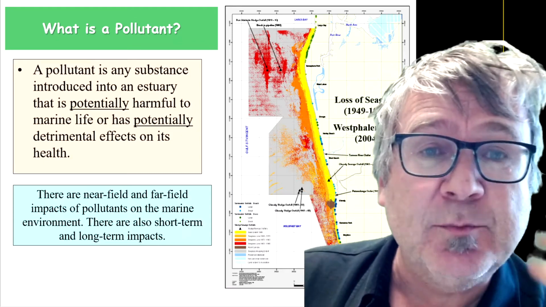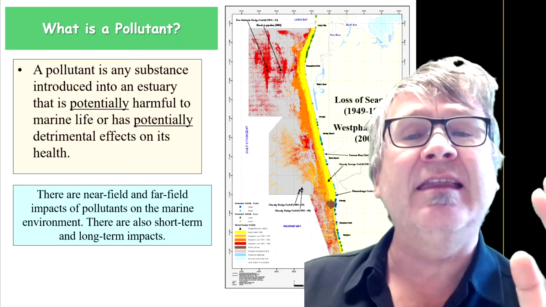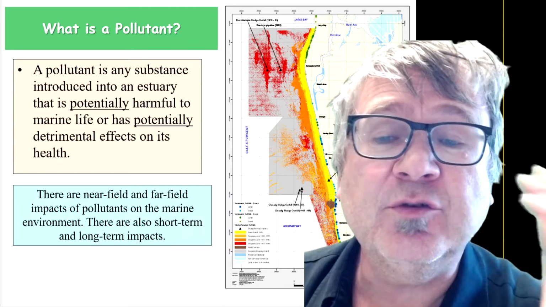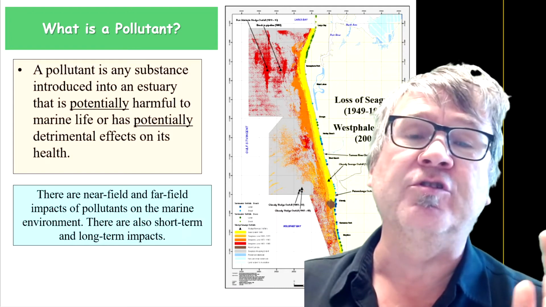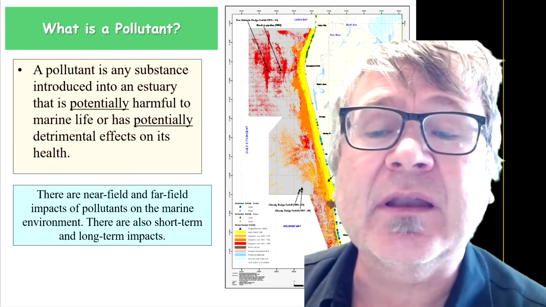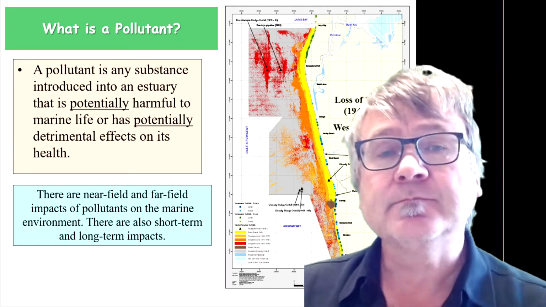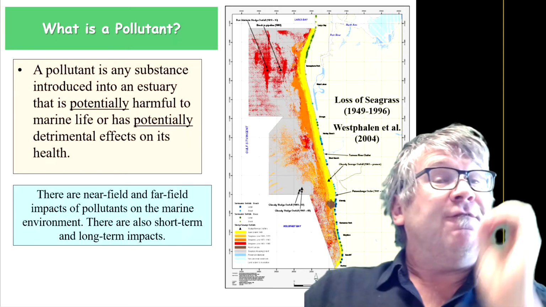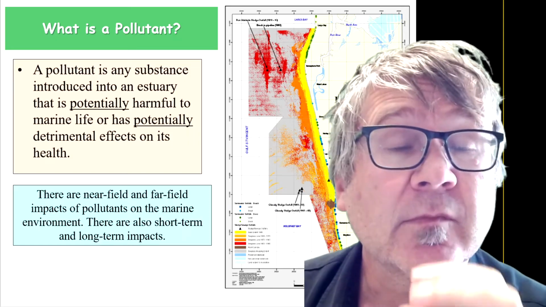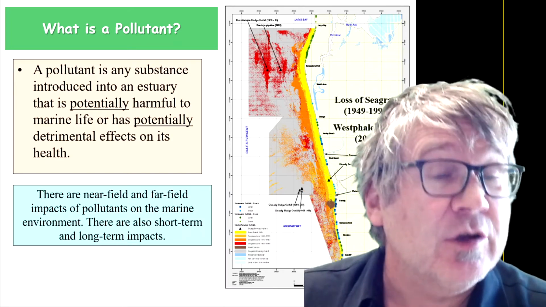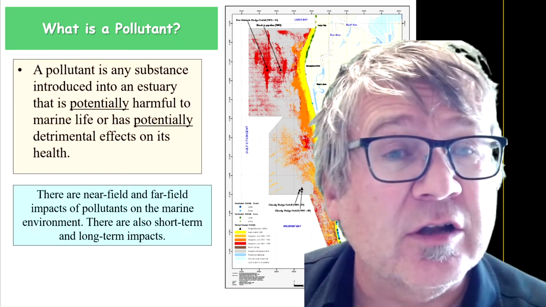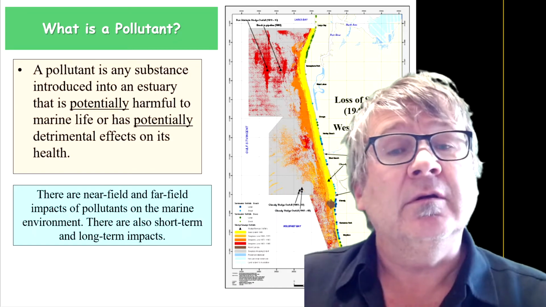So, all right, what is a pollutant? A pollutant is any substance introduced to an estuary that is potentially harmful to marine life or has potentially detrimental effects on its health. And the focus is on potential. Okay? So a pollutant is actually not something that causes harm, but something that has the potential of harm. Okay.